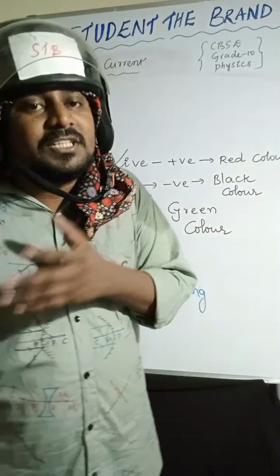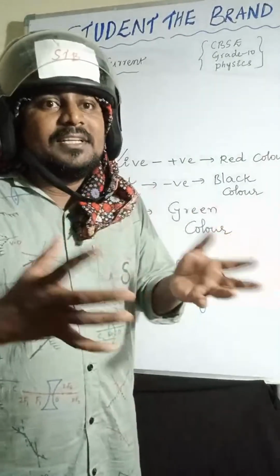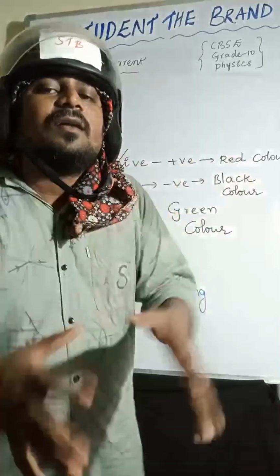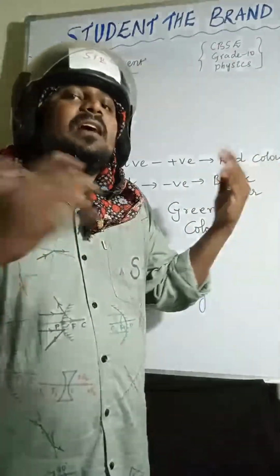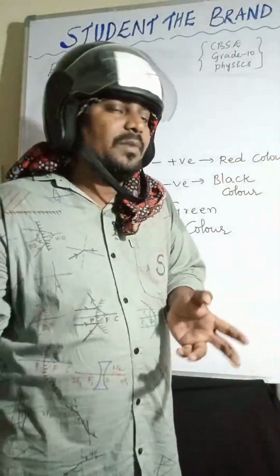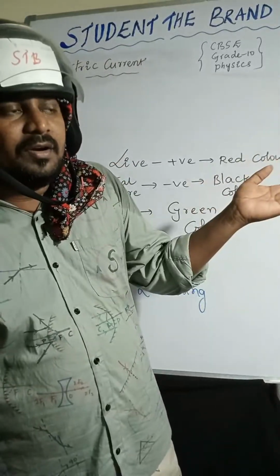The conductors which do not obey Ohm's law are called non-ohmic conductors. Non-ohmic conductor means the conductors which do not obey Ohm's law. Conductors which obey Ohm's law are called ohmic conductors. Ohmic conductors and non-ohmic conductors.